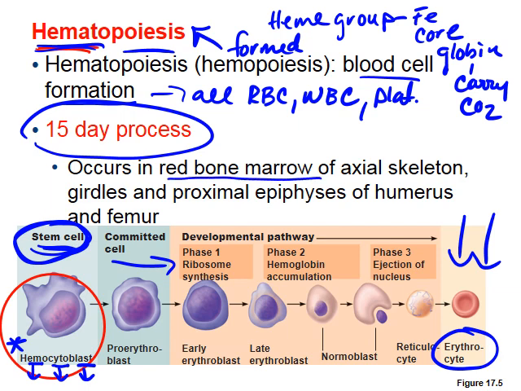So where do you have this red bone marrow? Axial skeleton, proximal epiphyses of the humerus and the femur. So the heads of the humerus and the femur, and then parts of your axial skeleton in your girdles, like your pelvic girdle.